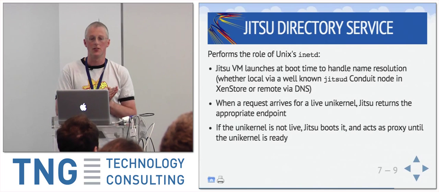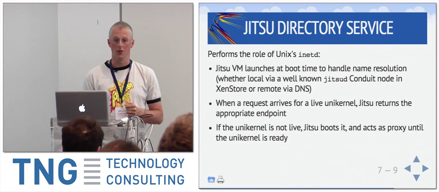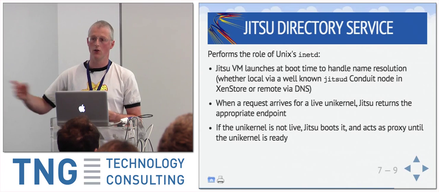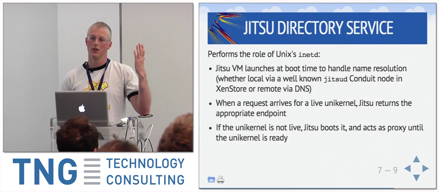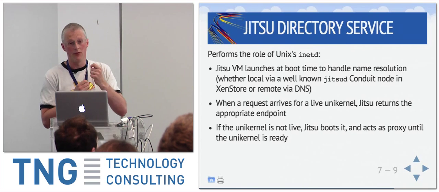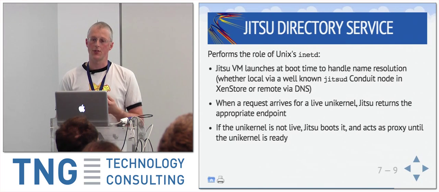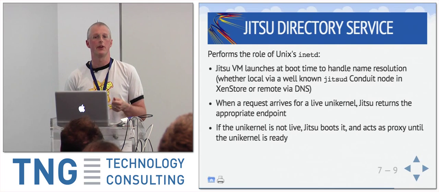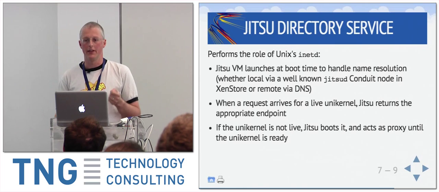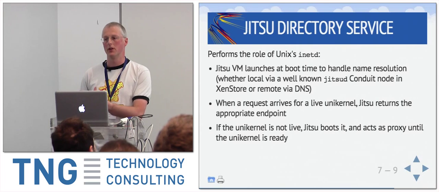The final thing was the directory service. So this is essentially performing the role of inetd. So when a name resolution request comes in, JITSU looks at that request, and either it can hand things off to the unikernel that's already running, or it can start a unikernel booting to provide the service that's named by that name request. And then it can return the endpoint that that unikernel is going to have. It also acts as a proxy until that unikernel has finished booting. So we can mask a bit more of the latency by essentially completing the TCP handshake while the unikernel boots, then handing all the state of that TCP connection off to the now booted unikernel to pick up and continue with.